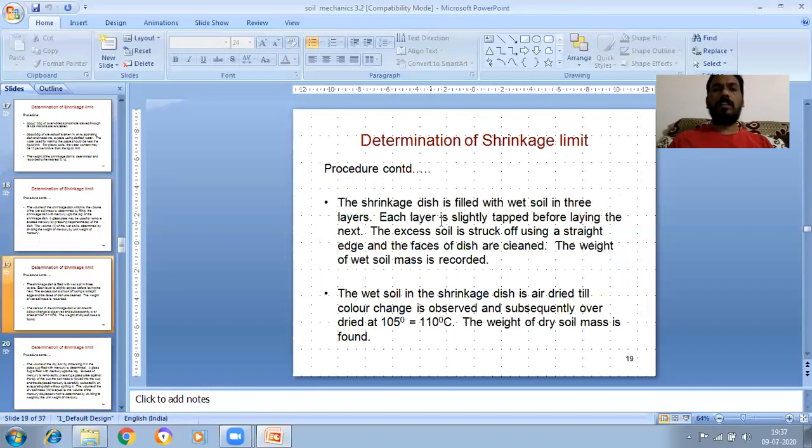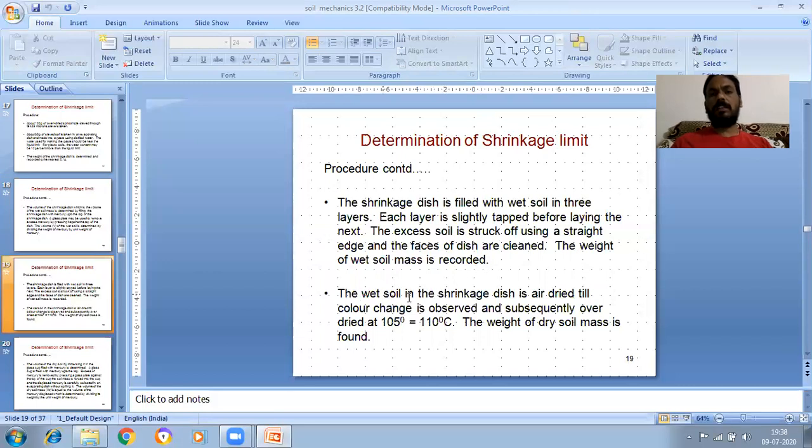Next, the shrinkage dish is filled with wet soil in 3 layers. Each layer is slightly tapped before laying the next. The excess soil is struck off using a straight edge, and the faces of the dish are cleaned. The weight of the wet soil mass is recorded. The volume of the soil mass we already know.